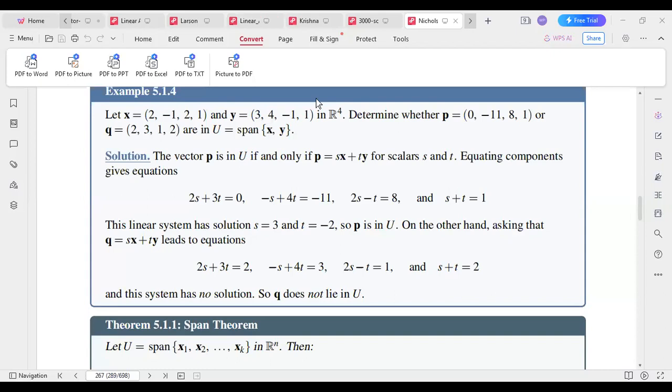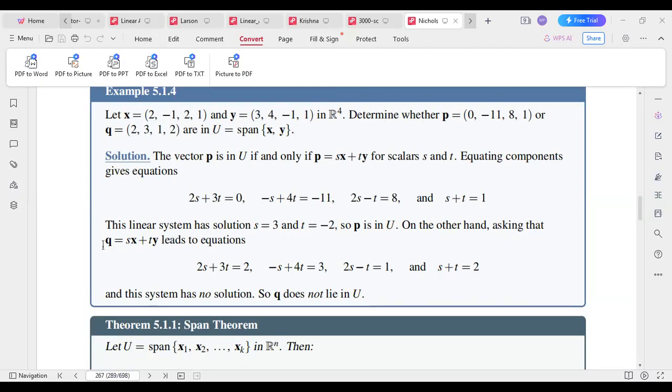Now an example. Let x equal this and y equal this, in R4 space. Determine whether P and Q are in U, the span of x and y. The vector P is in U if and only if P can be written as a linear combination of sx and ty, where s and t are scalars. Equating the components, we get four equations. This linear system has a solution. You can solve this by Gaussian elimination, and P is in U.